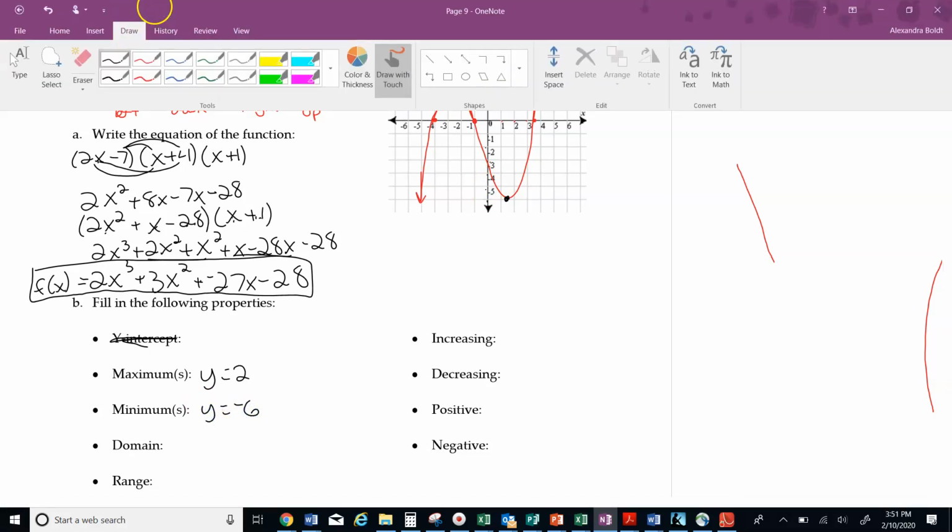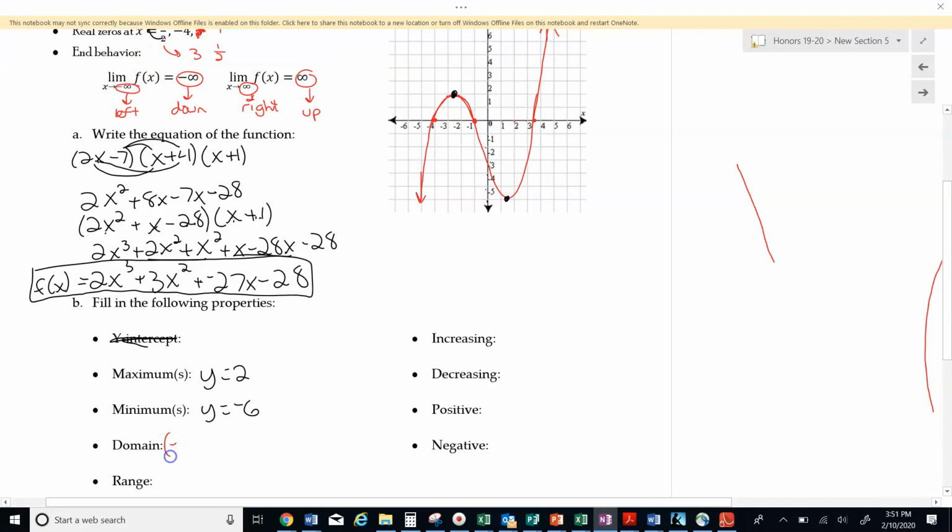Okay. Again, domain. Nothing ever stops our domain. It goes all the way through from negative infinity all the way to infinity. Range. I wish I had one with a range. This one, again, it goes all the way down. It does have a piece going all the way down, and it does have a piece going all the way up.